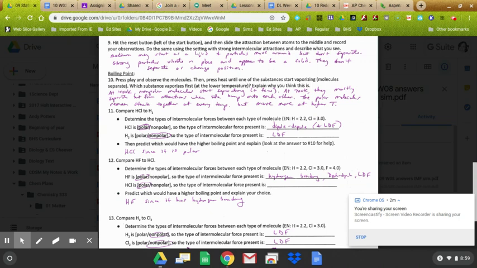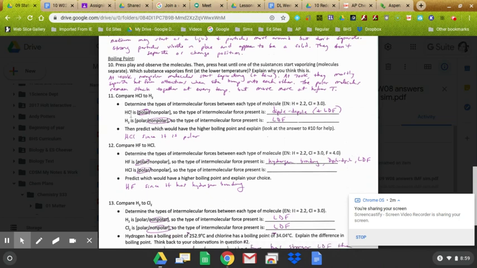If we have a polar molecule, like we see HCl, we look at the electronegativities, 2.2 and 3.0, and the difference between those is 0.8. That falls into that polar range. So if it's a polar molecule, we would see dipole-dipole and London dispersion. Again, if you just put dipole-dipole, that's fine.